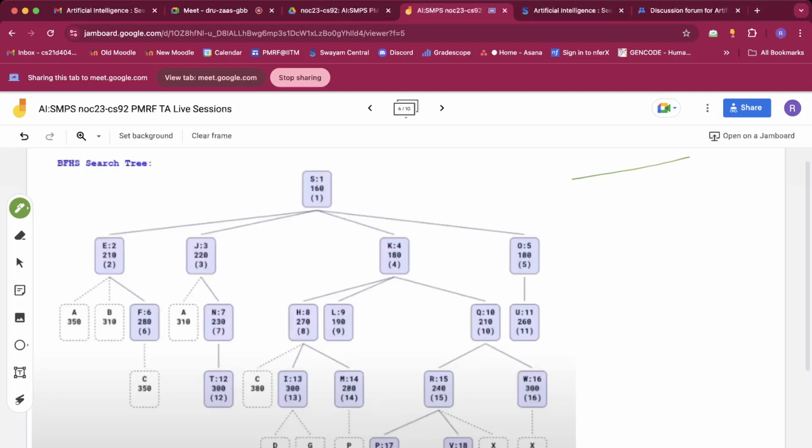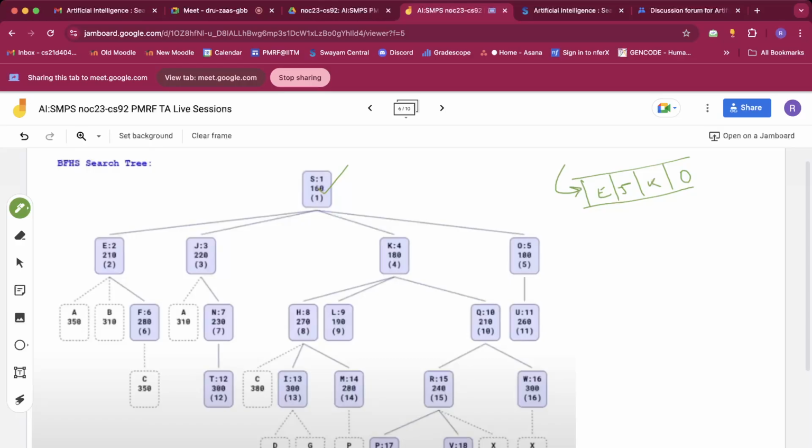Let's maintain a queue parallelly as well, so that it's easy for all of you. At the front would be E, followed by J, followed by K, and then O. S is already in the closed list now because we already explored it. Next would be E. E would be explored next because it is at the beginning of the queue, right?